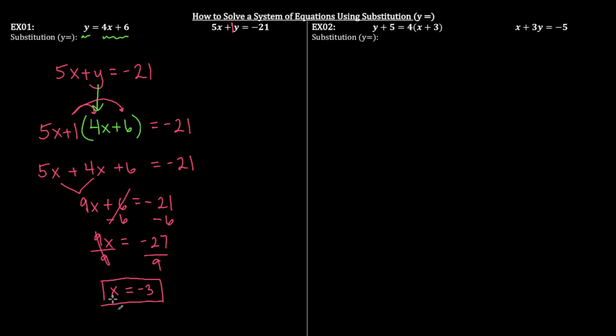Okay, so we know that x equals negative 3, so we do what we usually do. We just plug it in. It doesn't matter which one. Remember that. Just because of that, I'm going to use this one, okay?